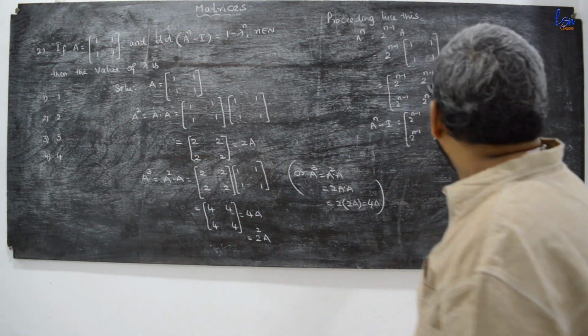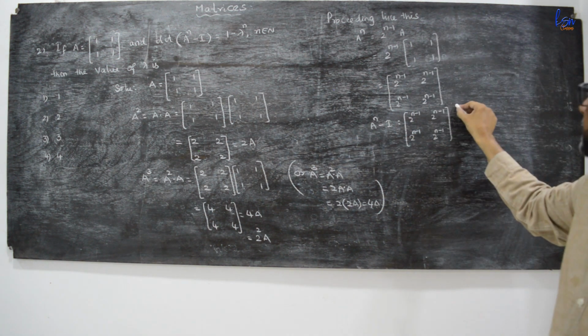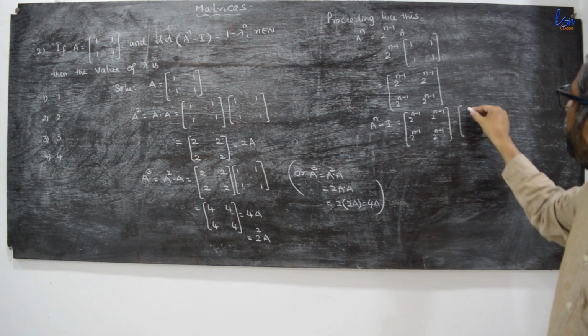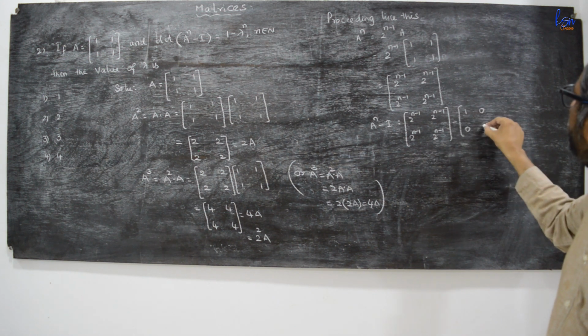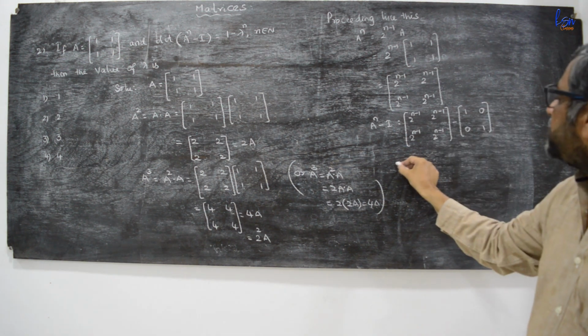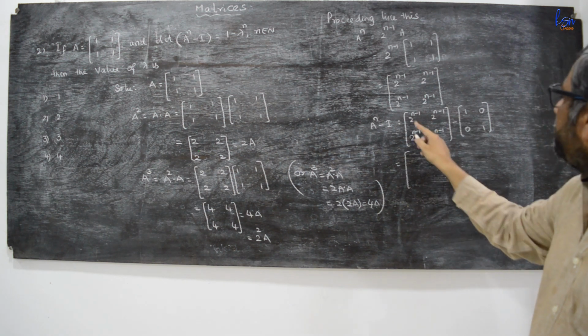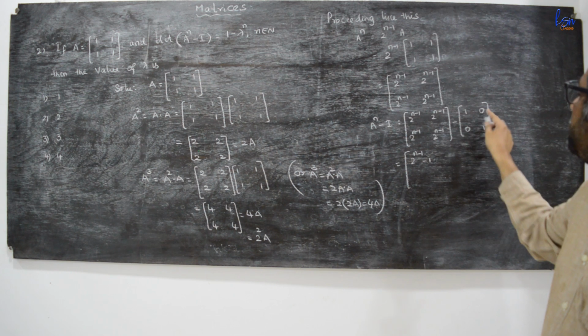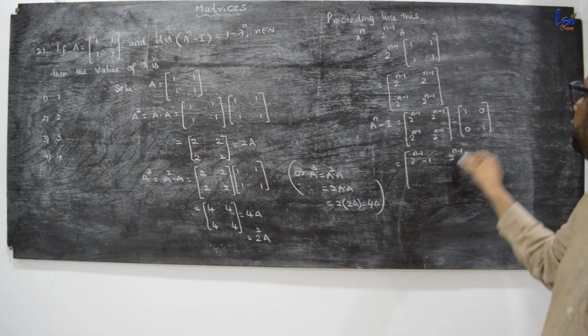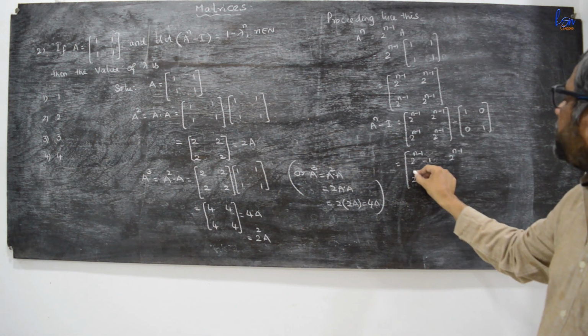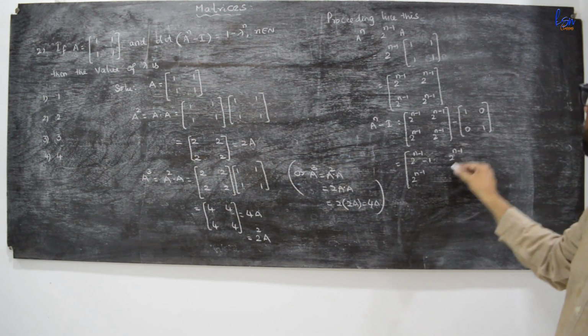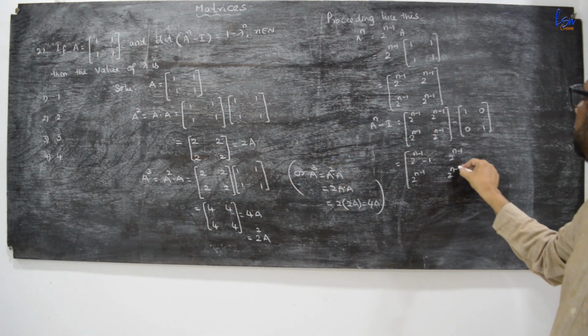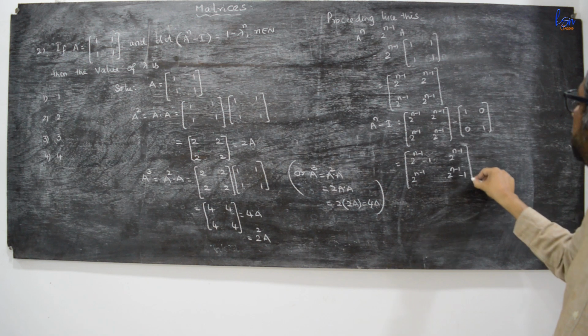I is the identity matrix [[1,0],[0,1]]. The corresponding elements must be subtracted: 2 to the power of n minus 1 minus 1, 2 to the power of n minus 1, 2 to the power of n minus 1, 2 to the power of n minus 1 minus 1.